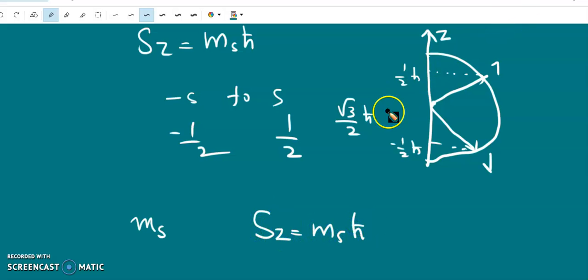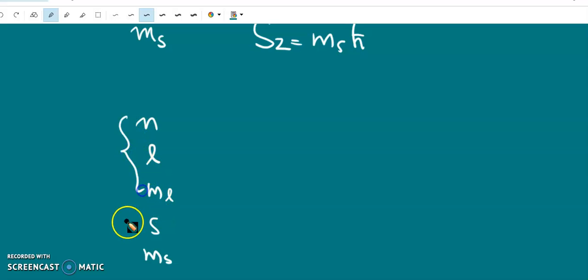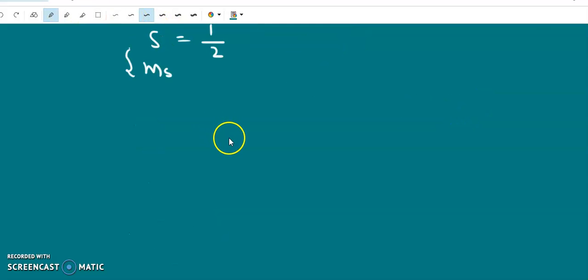So we have seen that there are 5 quantum numbers: n, l, ml, s and ms. Out of these we specify only 4 quantum numbers, because the value of the spin quantum number s is the same for all electrons, which is half. And we have also seen the significance of each of these quantum numbers. So we have seen that there are orbital angular momentum and spin angular momentum for the electron.